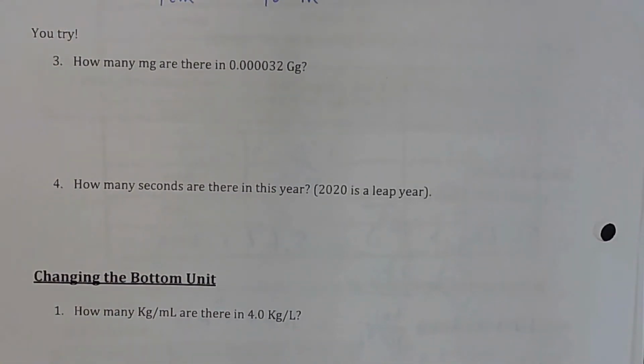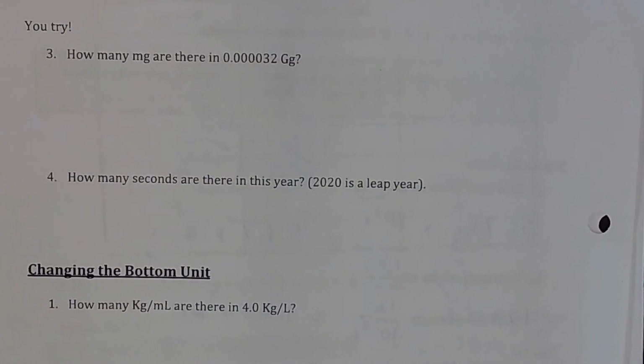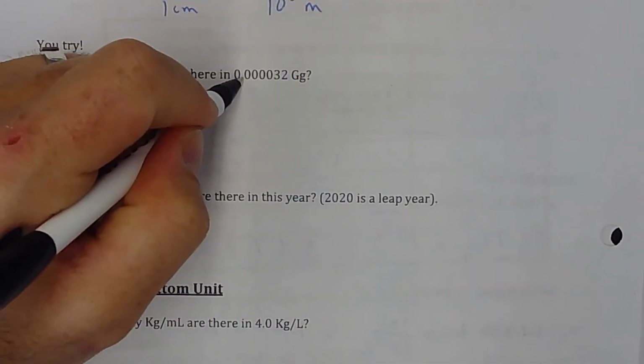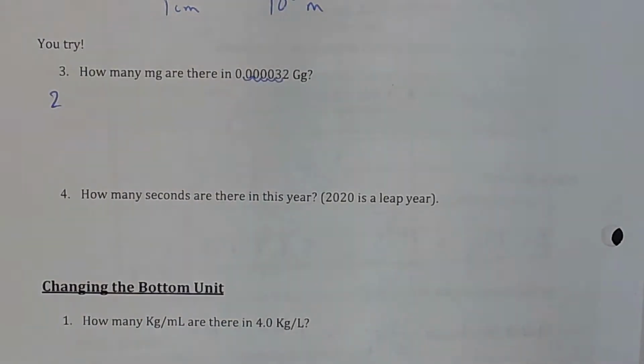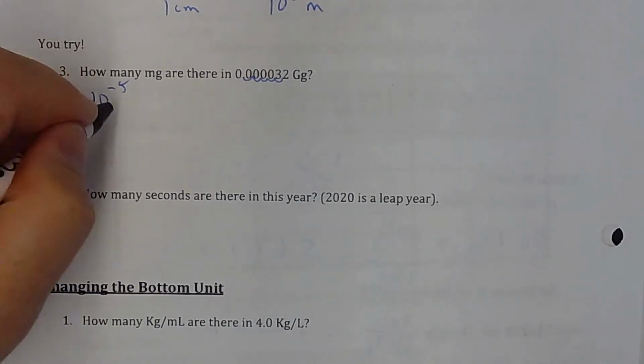Okay, so how many milligrams are there in 0.0032 gigagrams? So this one here, we got 3.2. I'm going to change it to scientific notation. Jump 1, 2, 3, 4, 5. All right, so 5, so 3.2 times 10 to the negative 5 gigagrams.